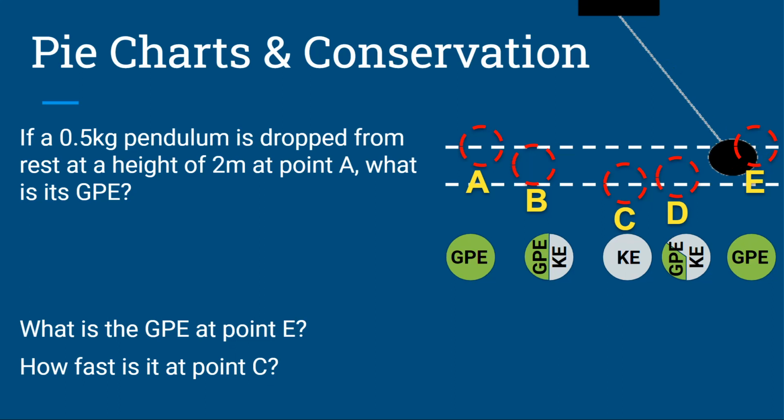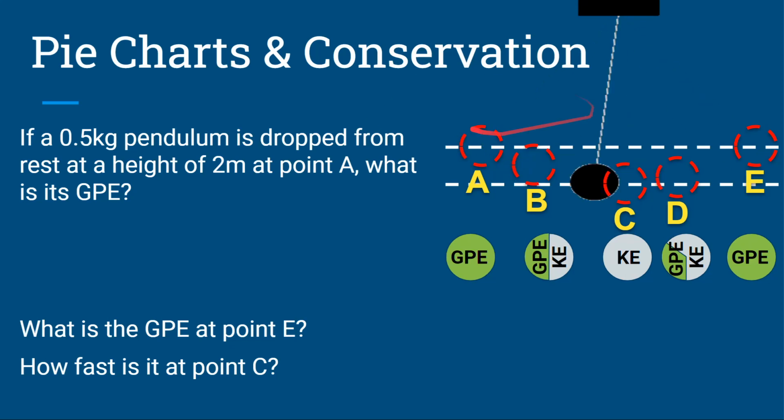All right, let's see if we can use this same idea of the fact that we have this constant amount of energy to do some calculations. Again, these might be helpful for you to copy down onto your paper, but the question up there at the top says, if a 0.5 kilogram pendulum is dropped from rest at a height of 2 meters at point A, what is its gravitational potential energy?